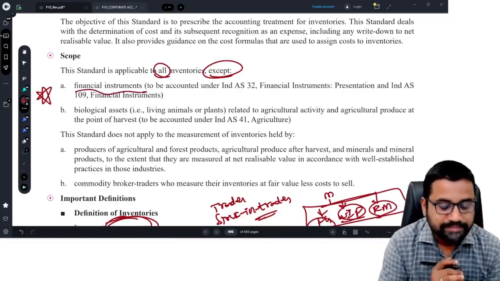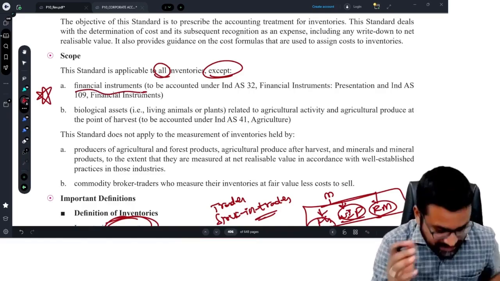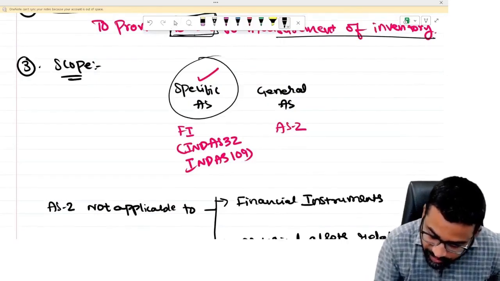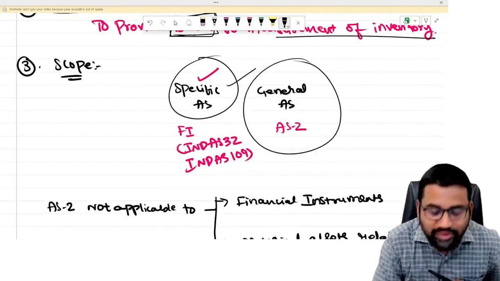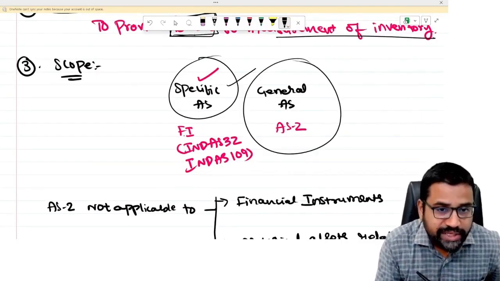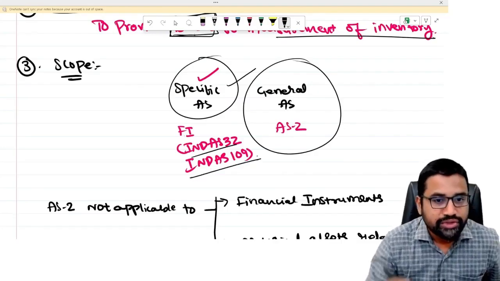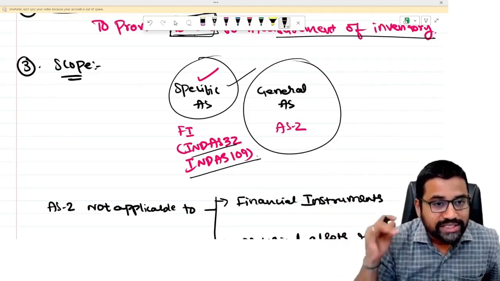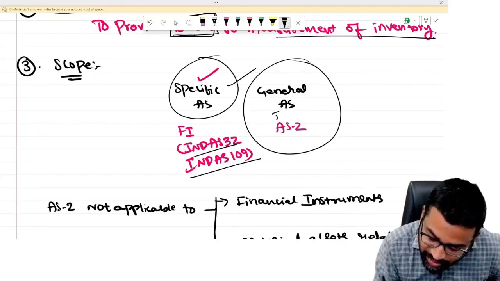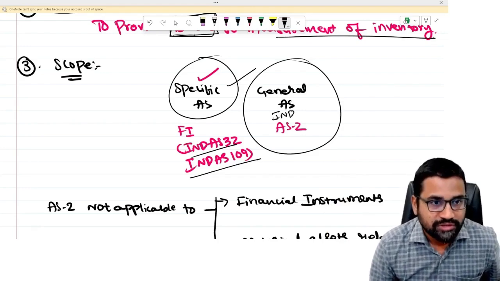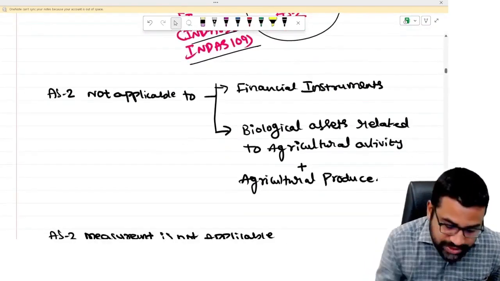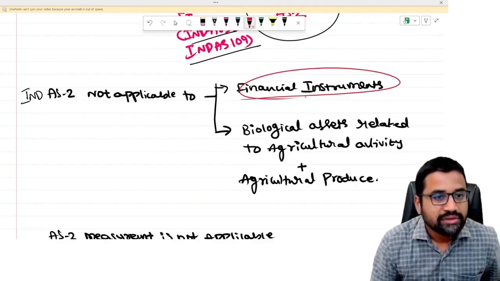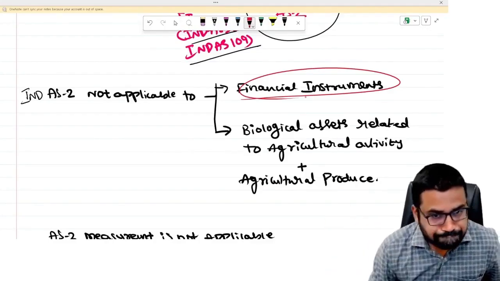One is financial instruments. For financial instruments, we have a separate accounting standard. Whenever there is a specific accounting standard, follow that specific standard, don't follow the general one. For example, for financial instruments you have Ind AS 32 and Ind AS 109, so you follow those standards, not Ind AS 2. Ind AS 2 is a general accounting standard which talks about inventory valuation. So the first exception: Ind AS 2 is not applicable to financial instruments. Why, sir? Because for financial instruments there is a separate standard.